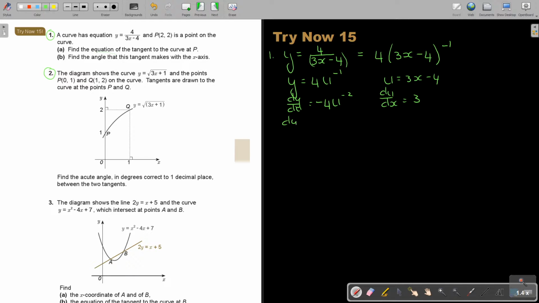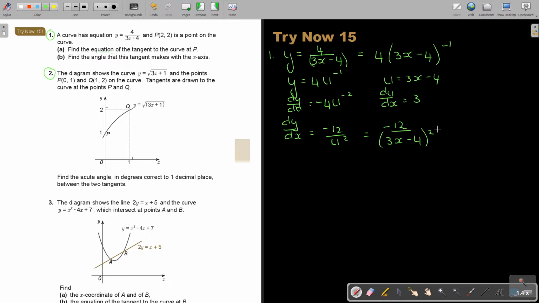And then dy/dx equals -12. I multiply and I can just bring u down. If I fill it in, it's -12, and in the place of u, I'm just going to substitute u back. So it's 3x minus 4, squared.